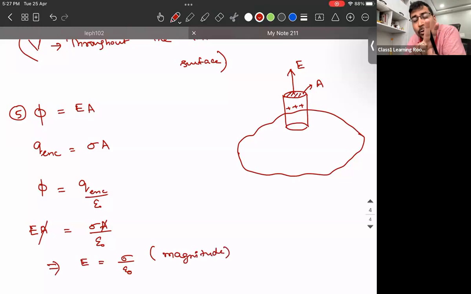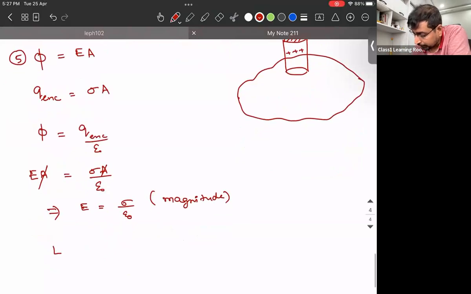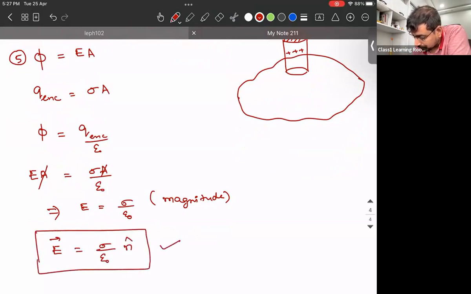But the second point already told us that the electric field is perpendicular to the surface. So if I write E as a vector, then we can write it as sigma divided by epsilon naught times n cap. It is going to be sigma divided by epsilon naught times n cap. Okay. So make a note of this point.